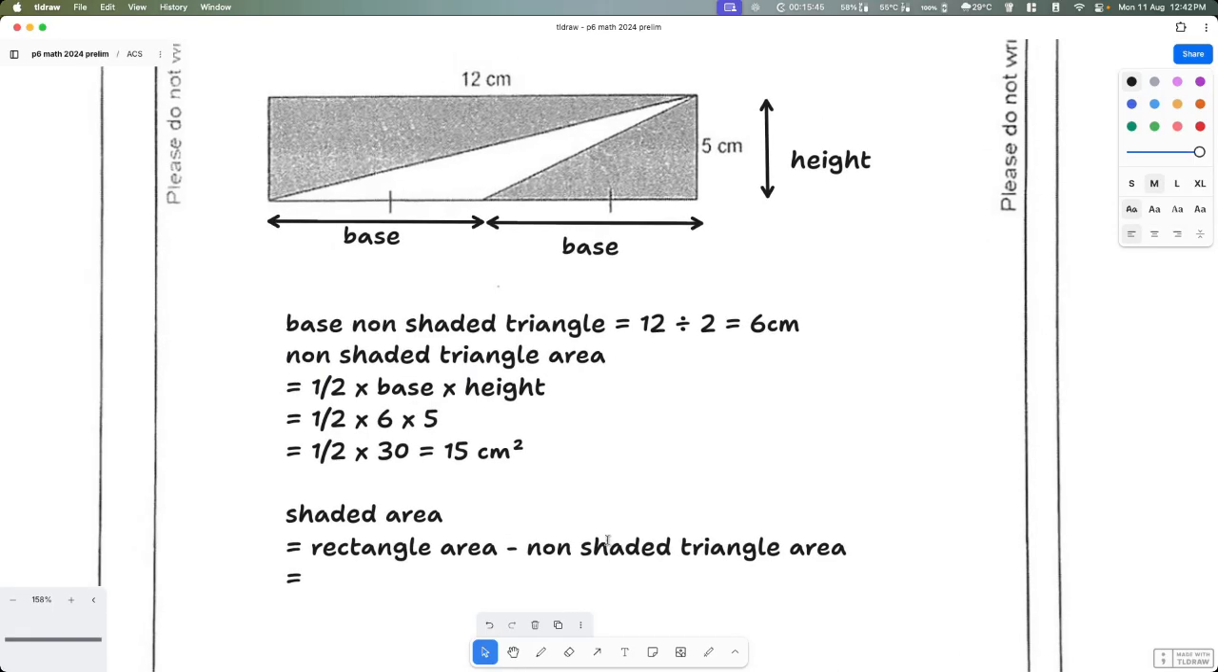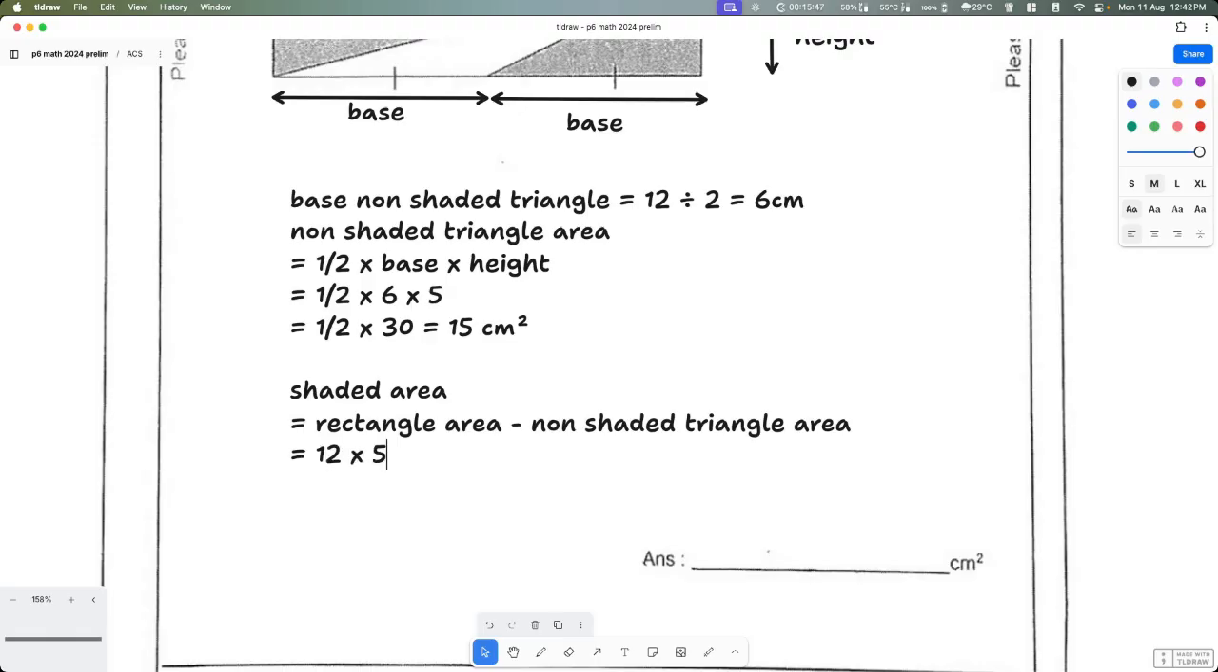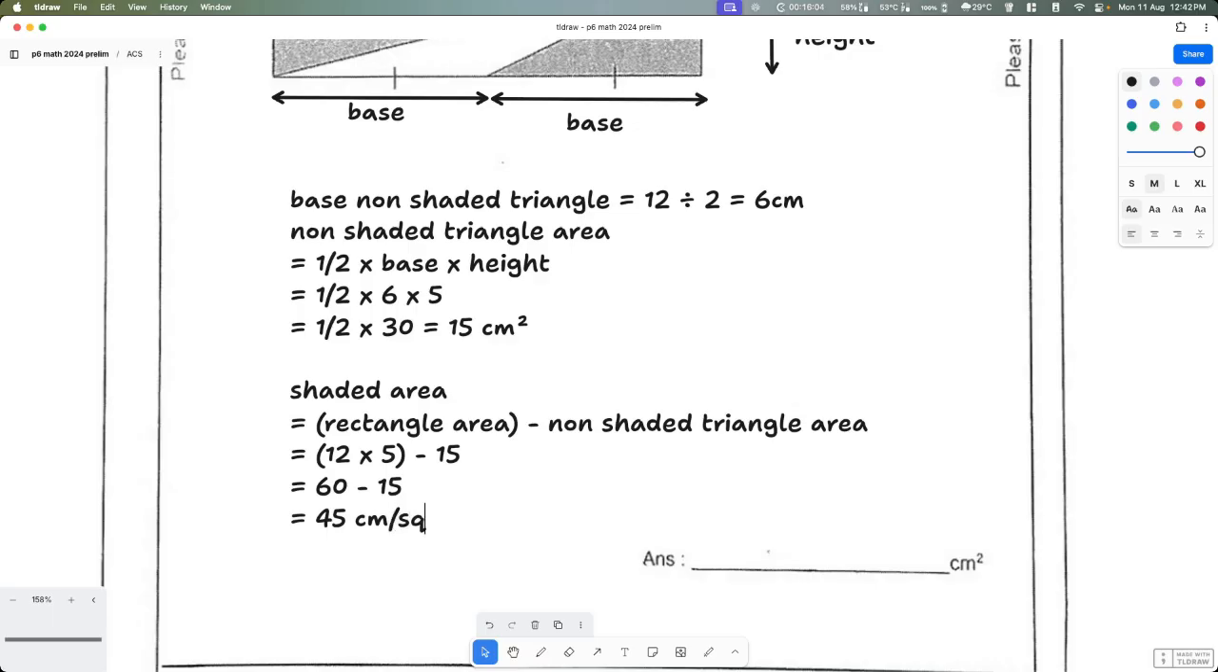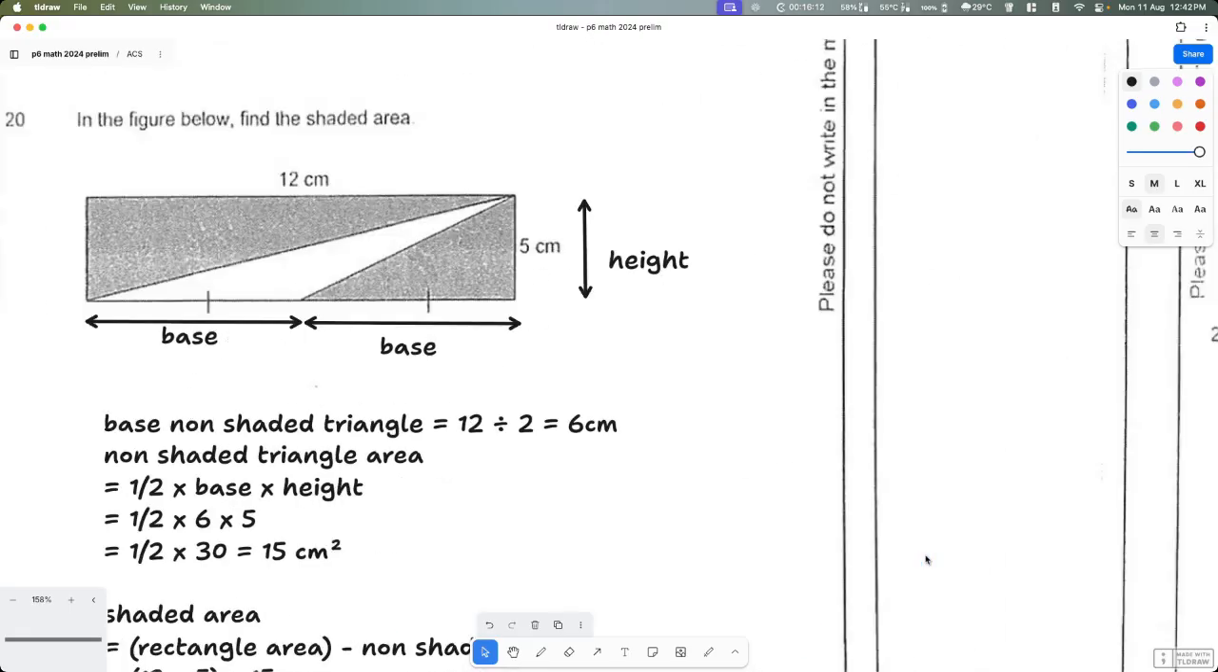So the rectangle area is basically 12 times 5 minus 15. So this is the rectangle area. Let me bracket this so it's easier to understand. So 12 times 5 in this case over here. And this will become 60 minus 15, which is 45 centimeter square. There you go. So that's the answer, 45 centimeter square. All right, let's move on to the next question.